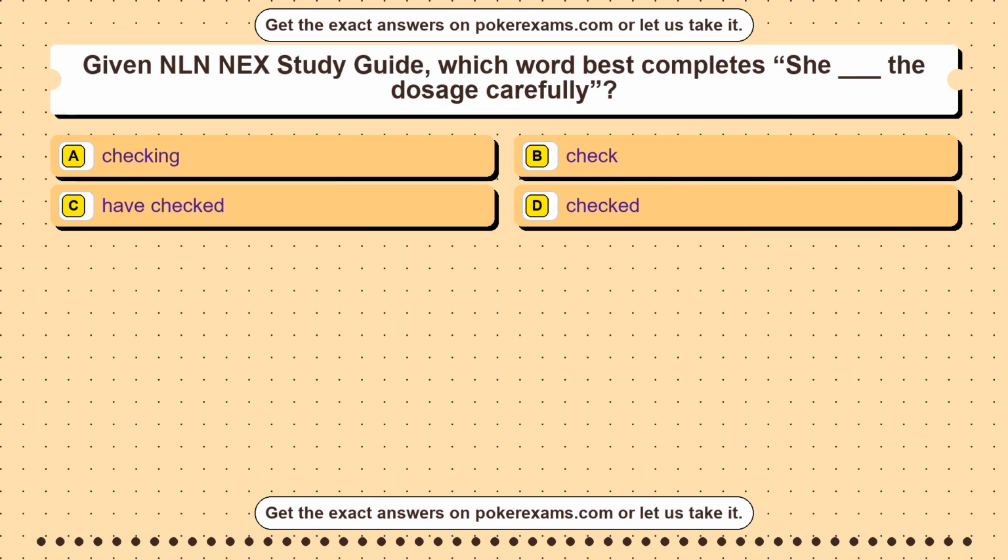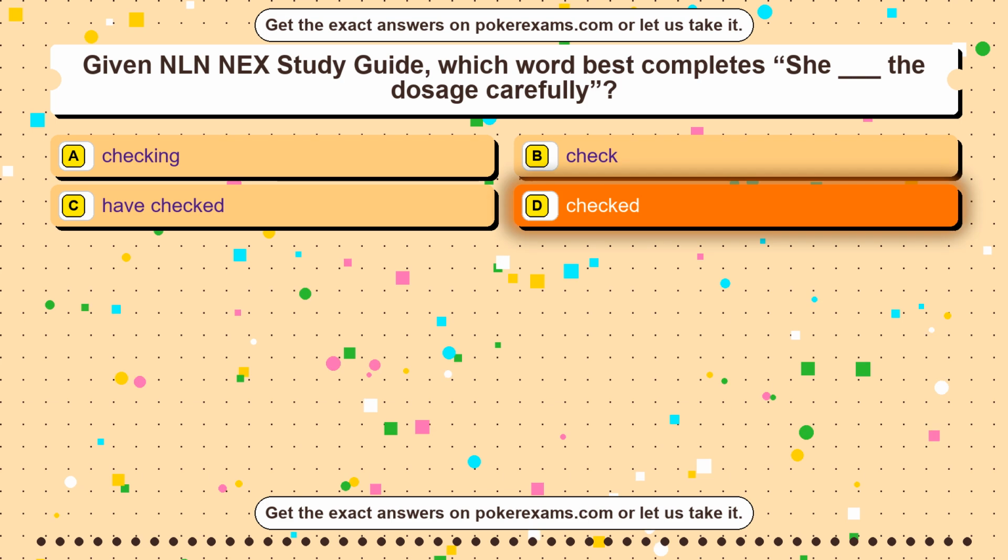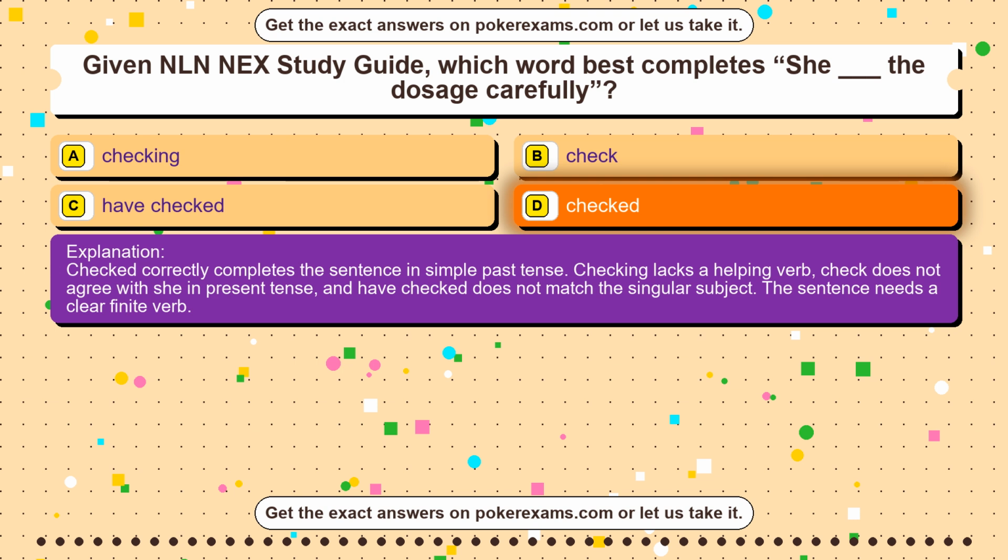Question 38. Given NLN NEX Study Guide, which word best completes: she blank the dosage carefully? Option A checking. Option B check. Option C have checked. Option D checked. The correct answer is option D, checked. Checked correctly completes the sentence in simple past tense. Checking lacks a helping verb, check does not agree with she in present tense, and have checked does not match the singular subject. The sentence needs a clear finite verb.